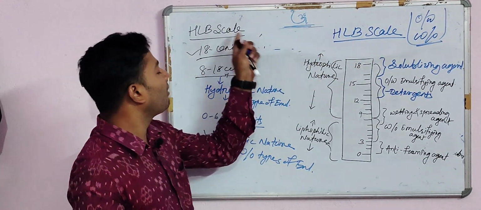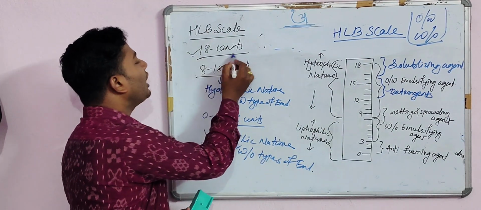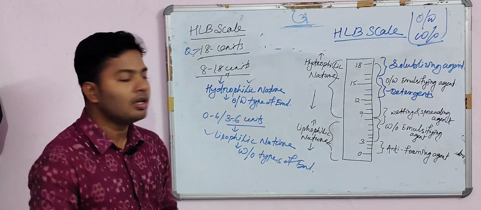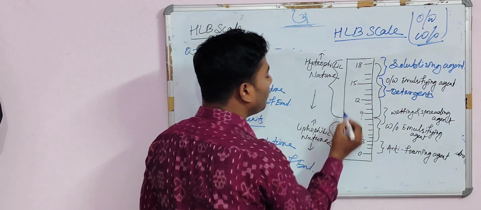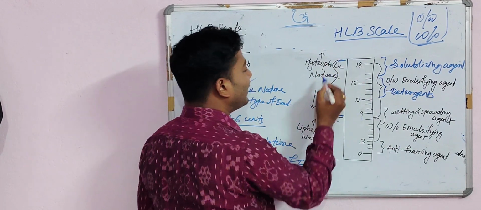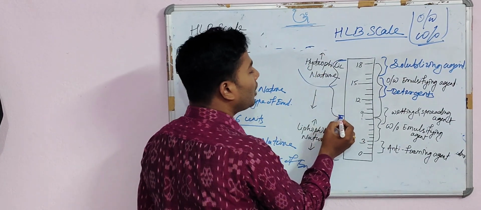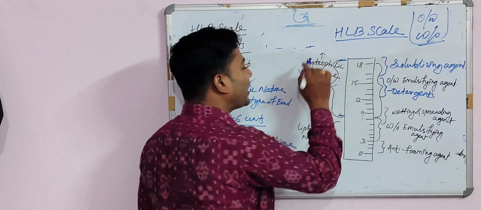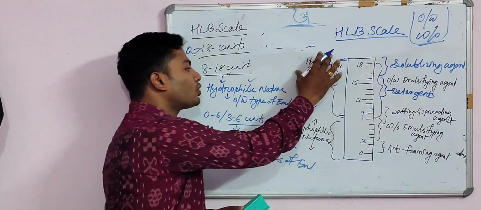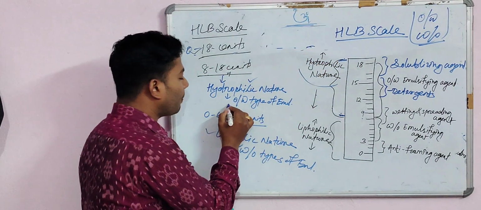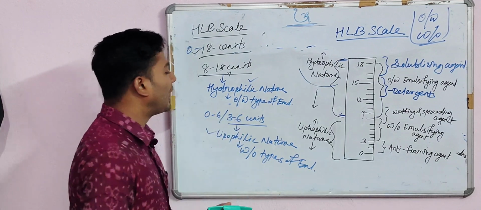That's why the Griffin scientist divided the scale into 18 units, 0 to 18 units. Clear? Those emulsifying agents with values under 8 to 18 show the hydrophilic nature. That's why you have to choose such emulsifying agents for the preparation of O by W type of emulsion.